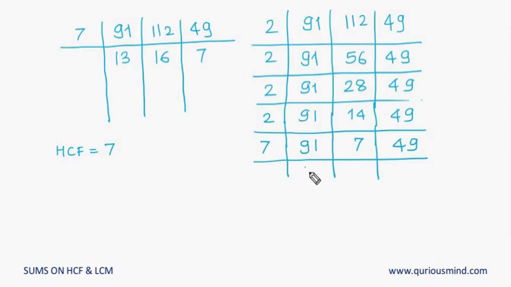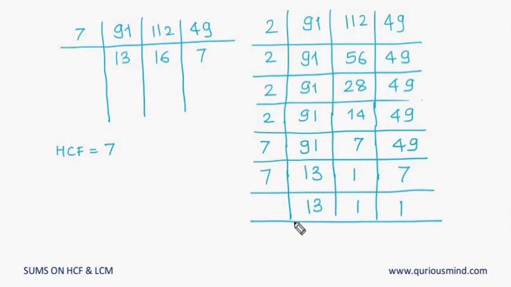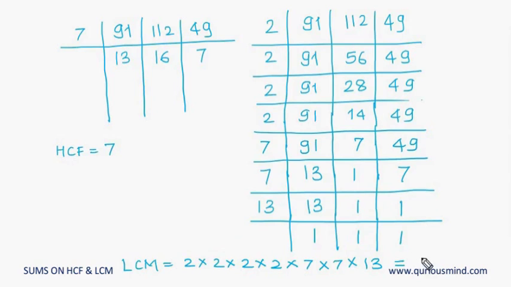So 7 here, 13, 1, 7. 7 one more time. 7 is a factor. 13 comes down as it is. 1, 1. And now the last one is 13 because 13 is a prime number. We will not have any other factor than 13. 13, 1, 1, 1. Now we have reached 1, 1, 1. So LCM is 1, 0, 1, 9, 2.